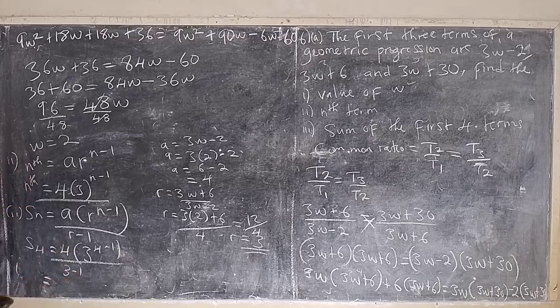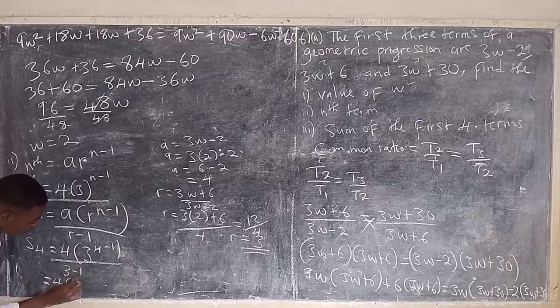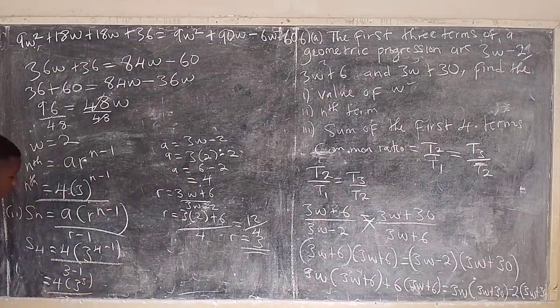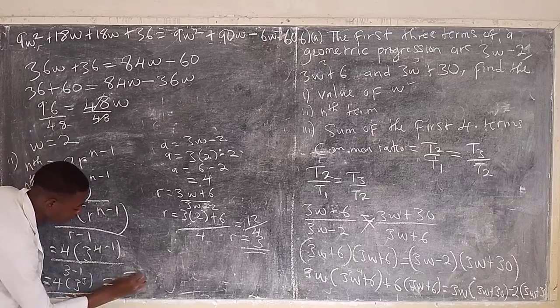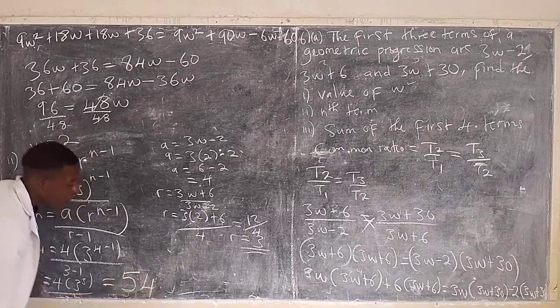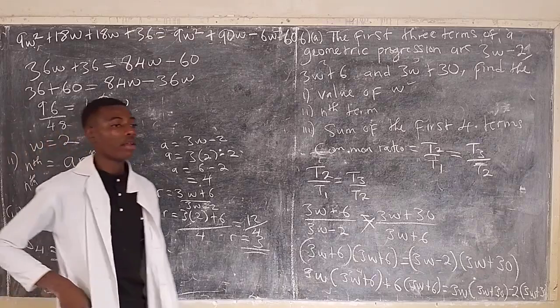So we have 4 by 3 raised to the power 4 minus 1, over 2. When we work this out, we are getting a value that is equal to 54. So this is the sum of the first 4 terms.